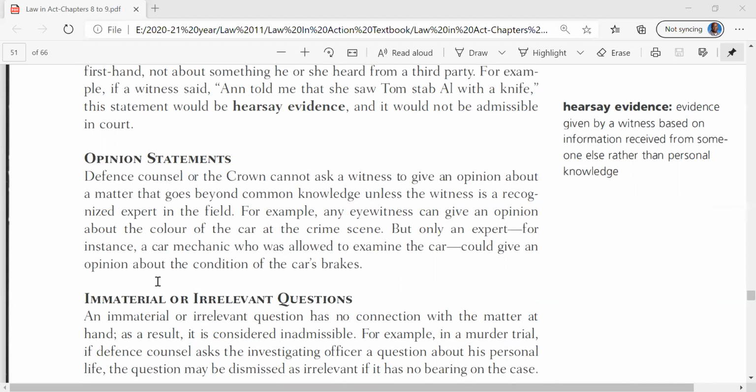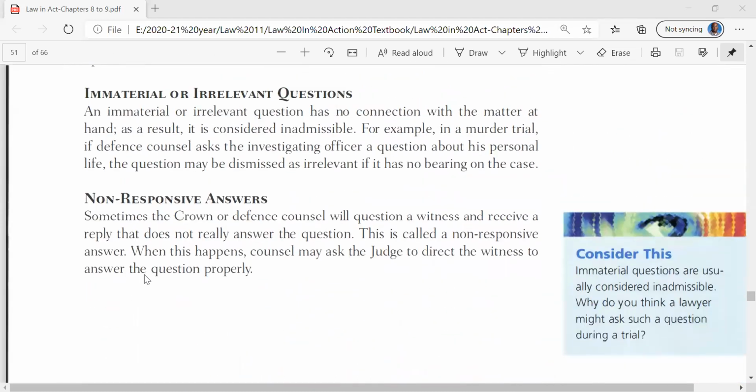Immaterial or irrelevant questions. You can't just ask questions that don't have anything to do with what's going on, right? I can't say, hey, Thomas, so what'd you have for dinner last night? It's not a relevant question. Okay, it's a murder trial. Maybe you would ask the judge that this is going to lead somewhere else, but if it doesn't, it's still an irrelevant question. You have to ask questions about what's going on. It's got to be a pattern, right?